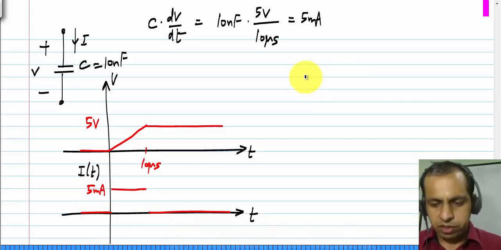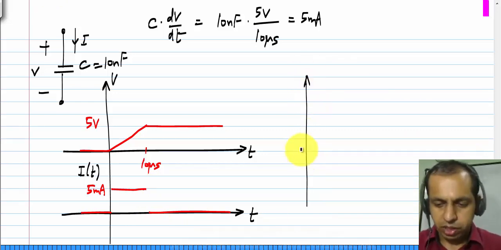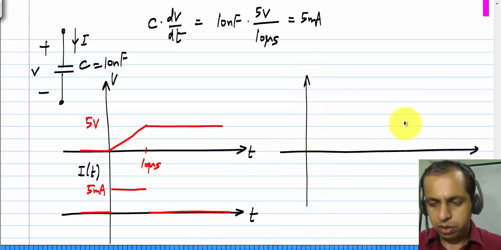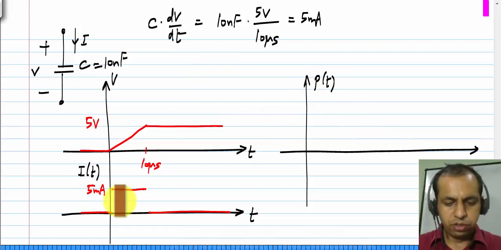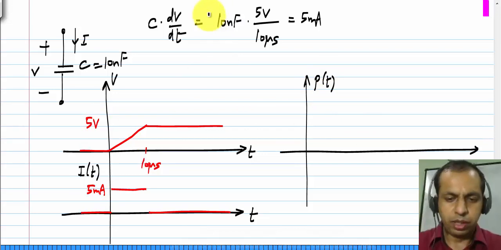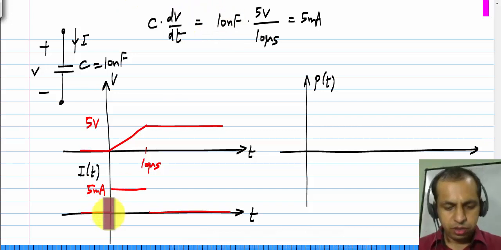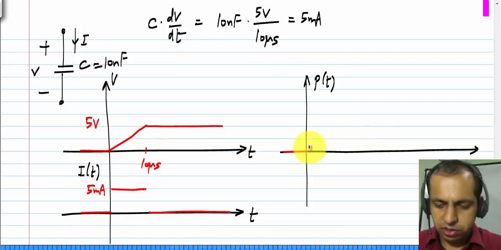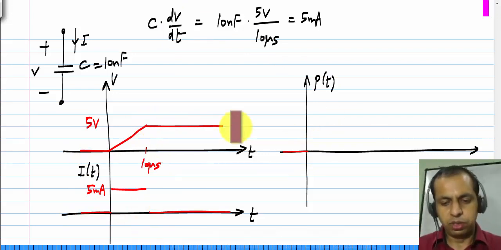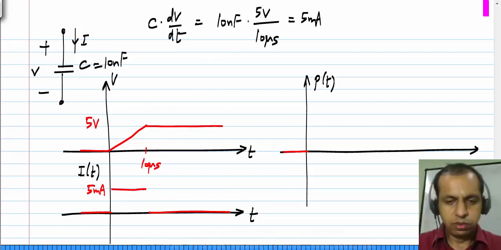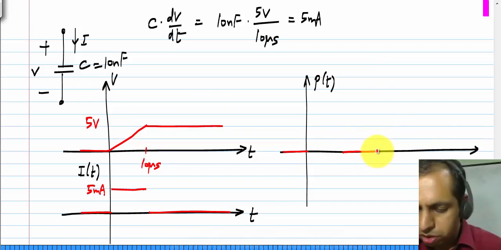Now what can we calculate from this? First of all, we can calculate the power, which is nothing but the product of voltage and current. So before t equals 0, both voltage and current are 0, so the power is 0. And after t equals 10 microseconds, the voltage is 5 volts, the current is 0, so the power is again 0.